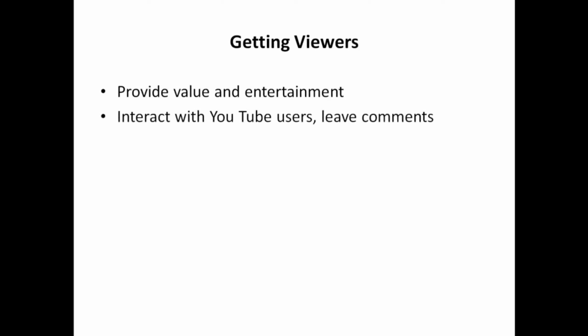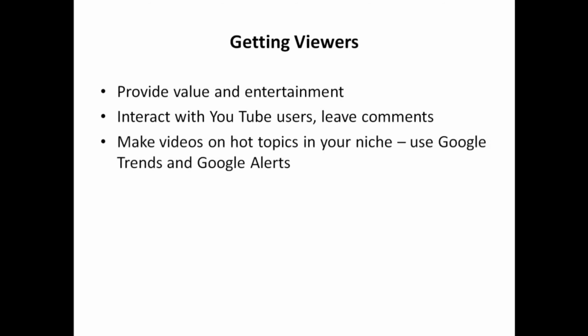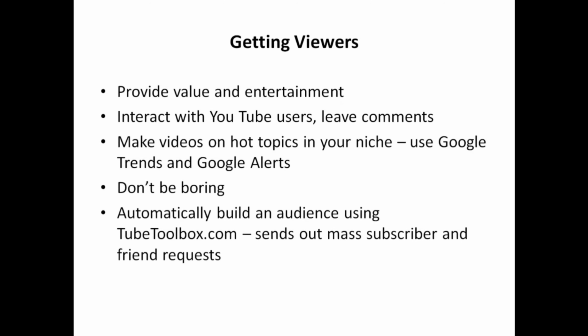How can you get viewers? Well, first, if your videos provide value and entertainment, make sure that you interact with other YouTube users. Leave comments on their videos. Make videos on hot topics in your niche. To find them, use Google Trends and Google Alerts. It's important never to be boring in your videos. You can automatically build a following using tubetoolbox.com. It's a way of sending out mass subscriber and friend requests.